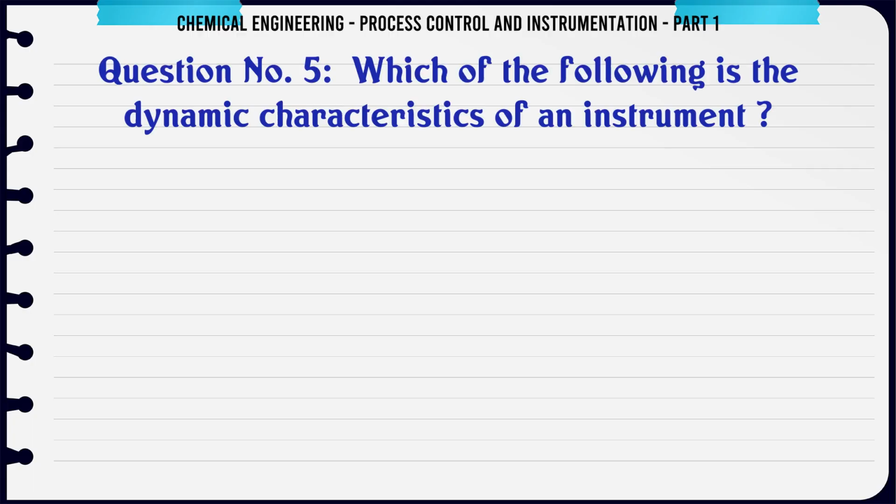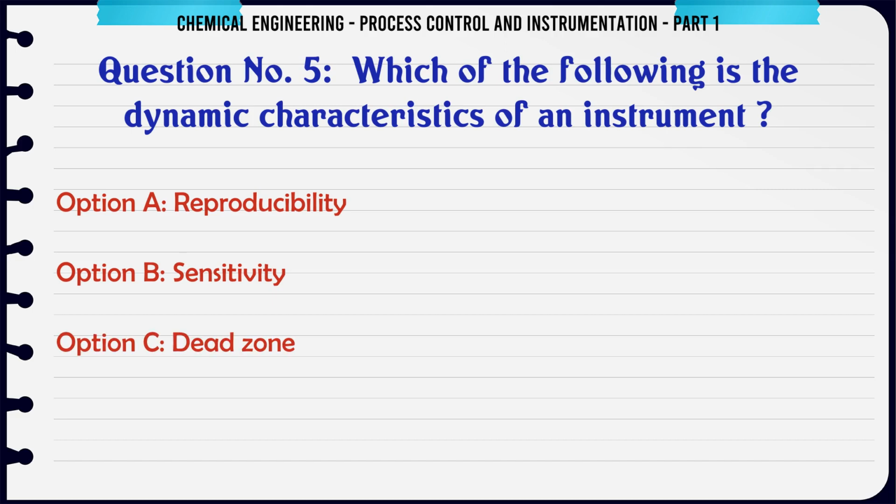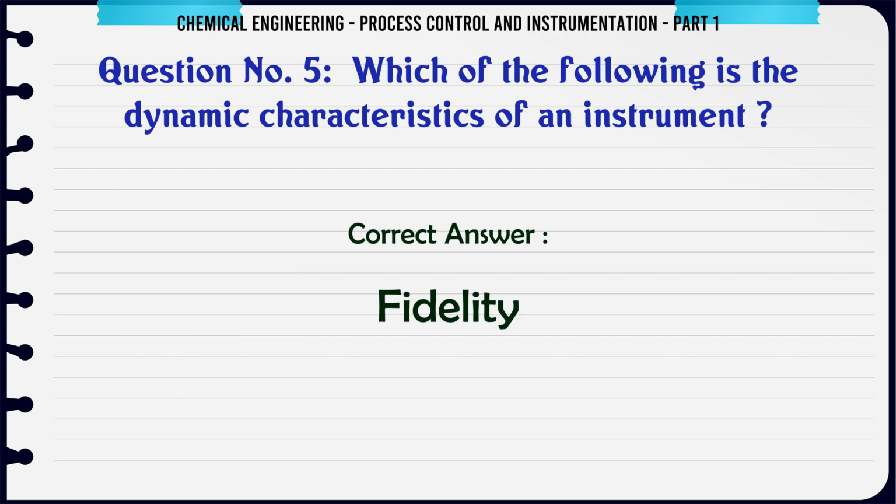Which of the following is the dynamic characteristics of an instrument? A. Reproducibility. B. Sensitivity. C. Dead zone. D. Fidelity. The correct answer is fidelity.